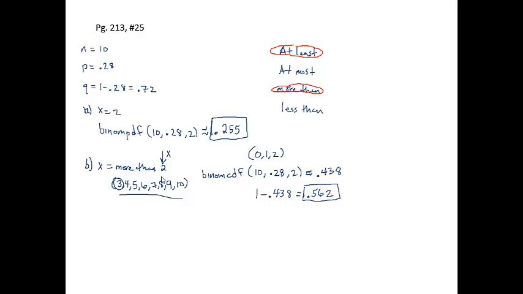More than 2 is not the same as at least 2. If it said at least 2, I would be including the 2. So for example, let's say I said at least 2. That would be 2 or more. If I said more than 2, that would actually be 3 or more. Remember, the binomial, my x's are always going to be whole numbers. There's no decimals here. You're going to want to use the complement for these.